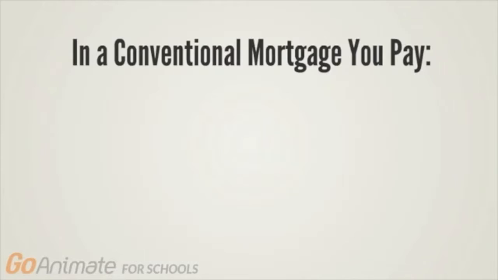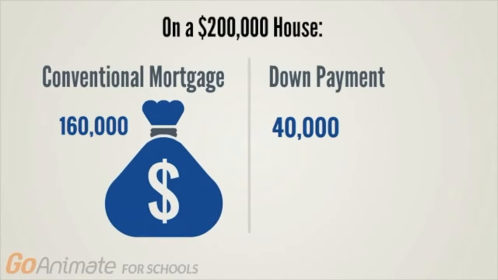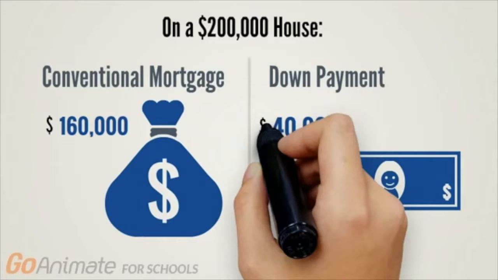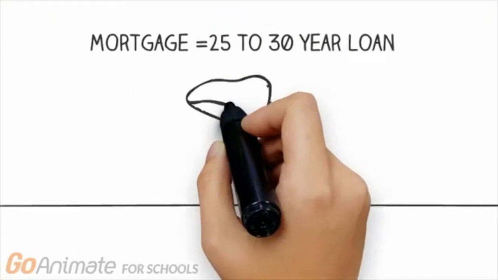Typically, a conventional mortgage requires 20% down. That may be negotiable a little bit, but almost all conventional mortgages are 20%. So on a $200,000 house, the down payment would be approximately $40,000. So your mortgage then would be $160,000. So when you buy a house, you have to have money to put down on that house. Then you have to be able to pay back that mortgage.